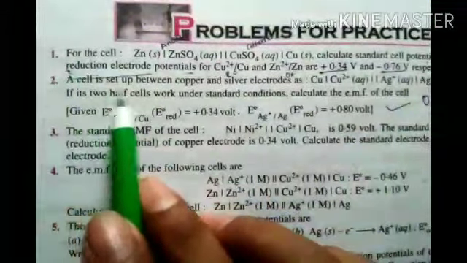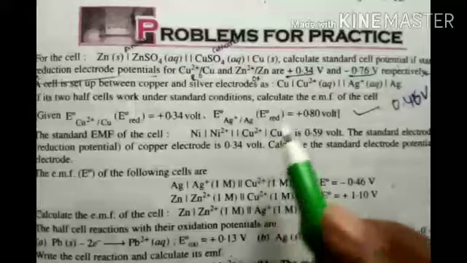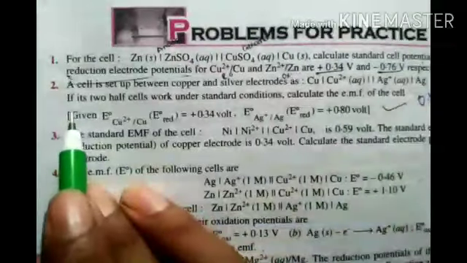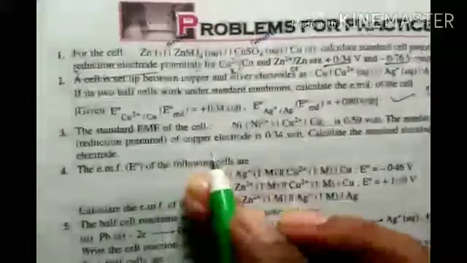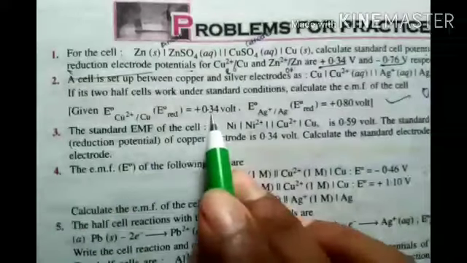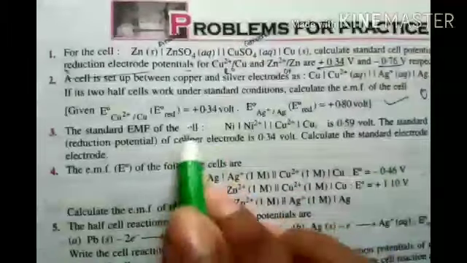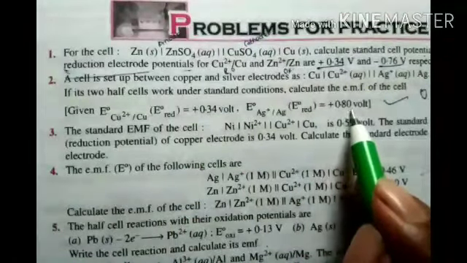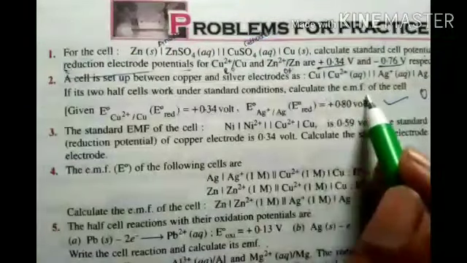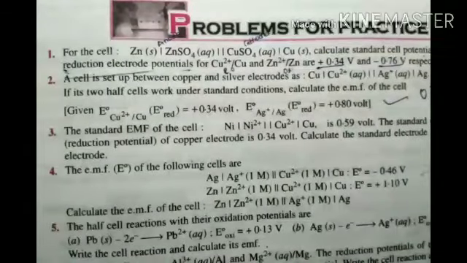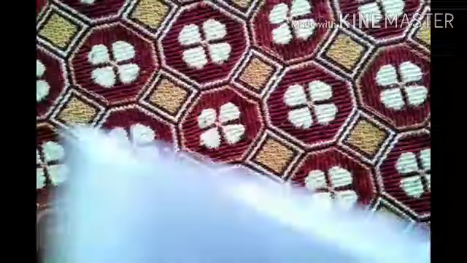Problem number 2. The cell set up between copper and silver electrodes. If the two half cells work under standard conditions, calculate the EMF. So Cu they gave, Ag they gave, both they gave. This is plus, this is plus: plus 0.34 and plus 0.80 volts. What we have to calculate? EMF of cell. Calculate it. Pause the video, do it, then look at my answer.